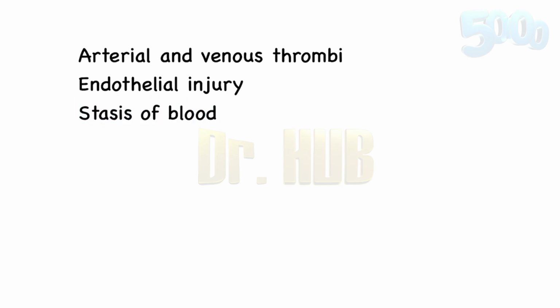Now, how is the blood flow in case of the arterial thrombus? It is associated with the active blood flow. This is in case of arterial. In case of venous, there is sluggish blood flow, and there is stasis as well.